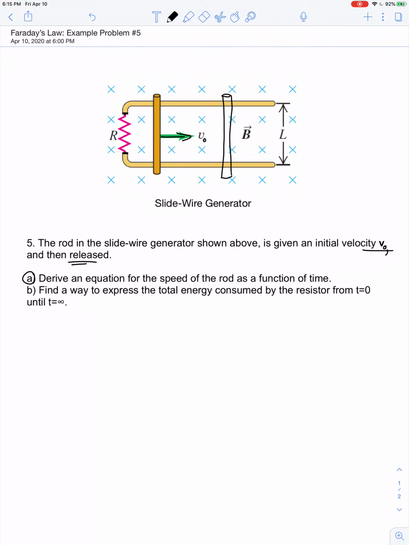So as the rod slides to the right, more and more magnetic field passes through the area, and that represents an increase in flux into the page. And so current would be induced in that rod in a direction that would try to oppose that change in flux. Let me change the notation and call this lowercase l. And we'll say the rod has a mass of m. So we have to come up with an equation that expresses the speed of the rod as a function of time, right? Velocity is some function of time.